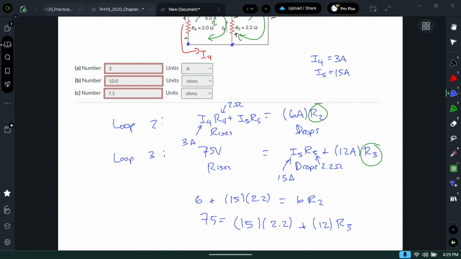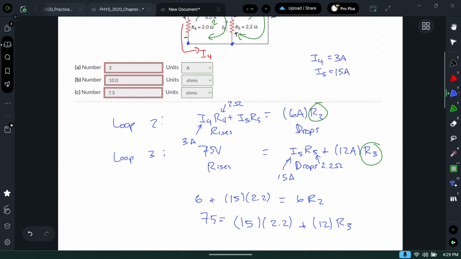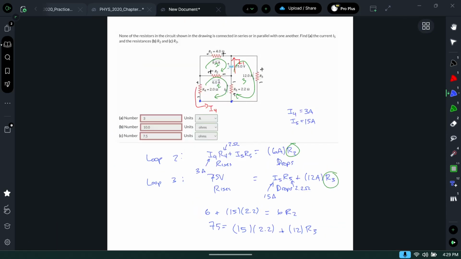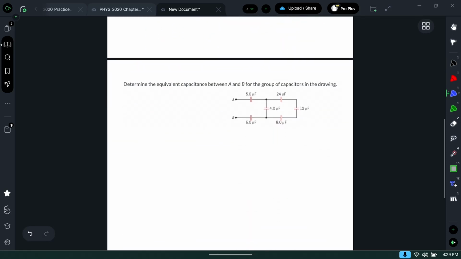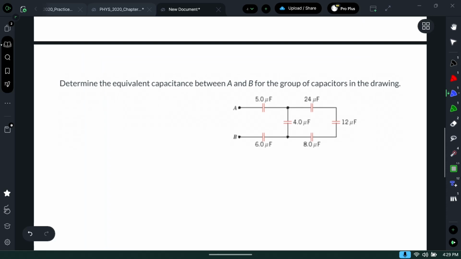If we solve those, we should get our values for R2 and R3, but I'll just leave it at that, because you don't have to solve, you just have to be able to set these up. That's some loop and junction stuff. The other question was on equivalent capacitance. So I do this in pairs of 2, sometimes 3 if I can get away with it, but I do that and redraw, and then do it again and redraw, and do it again and redraw.